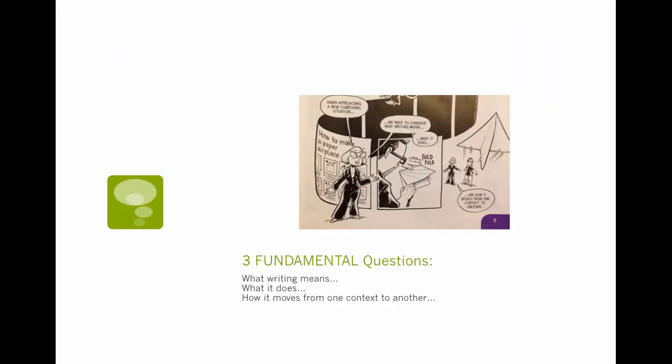So really, there's three fundamental questions being asked, at least in this initial part of the book, right? What writing means, what it does, and how it moves from one context to another. And the authors of this book feel that the best way to do this is through images and text rather than just the traditional text. For this reason, throughout the book, they will refer to a variety of ways in which writing appears. And I think that's important to be considered, because to be a successful writer, even at the college level, it's not just about writing a research paper. It's about effectively communicating.